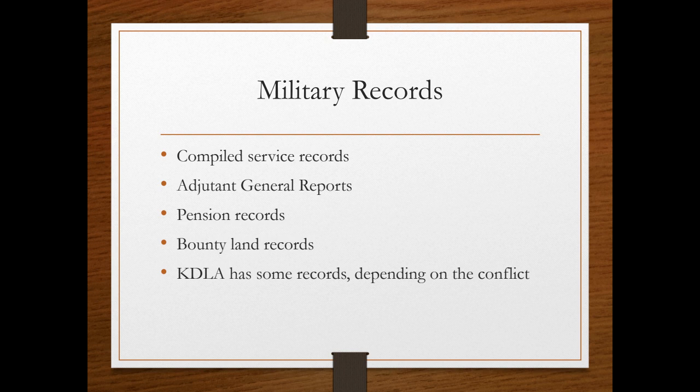There's also pension records. Pension records include things like the pension applications. Veterans would apply for their pension, or their widows or heirs would. And when they applied for these pensions, they would actually have to include supporting documents to prove their service or to prove the relationship to the veteran. So the pension applications are actually pretty interesting. We do have some of them here. So those are interesting to look at sometimes.